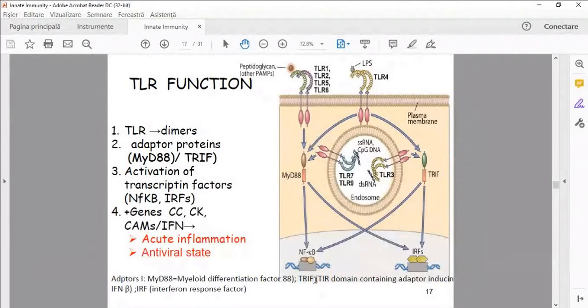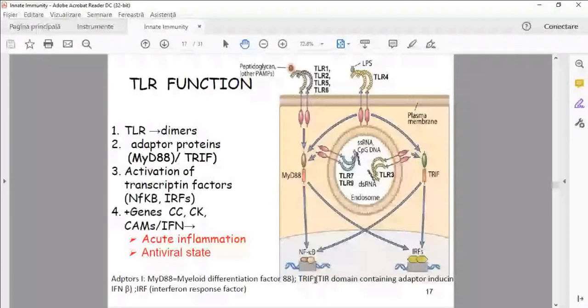Factors which can be secreted as a result of activation of these transcription factors are some cytokines or some cellular adhesion molecules, such as TNF alpha or interleukin 1, which promote inflammation, but also they are able to synthesize and to release cellular adhesion molecules, which will increase the number of leukocytes able to fight with the aggressor.